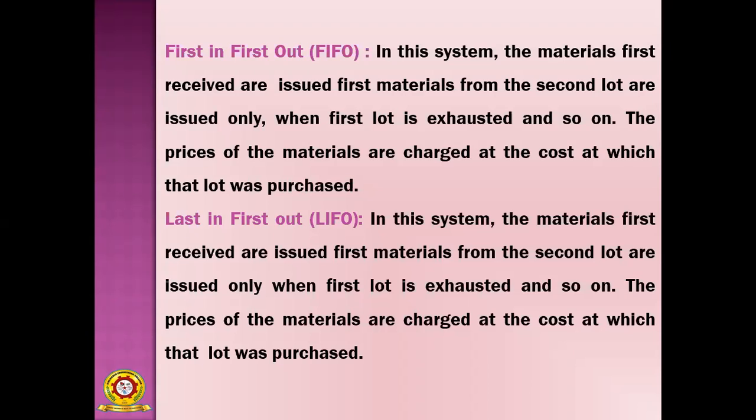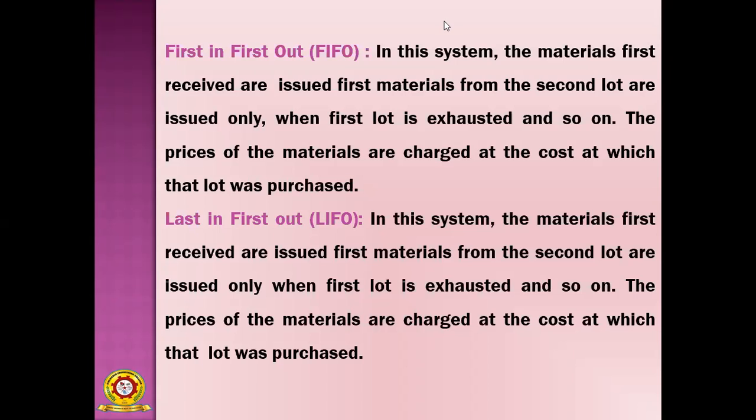Then only the second lot, that means the one which came second. Suppose the dates are 1st, 5th and 10th in reverse: you issue the 10th date raw material first, after that the 5th date raw material, after that the first date raw material. The prices of the raw materials are charged at the cost at which the lot was purchased, in the same manner. That is last in, first out, LIFO.